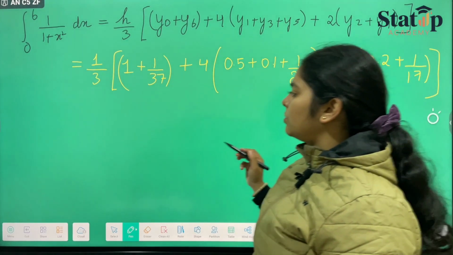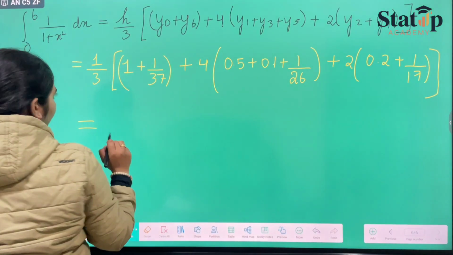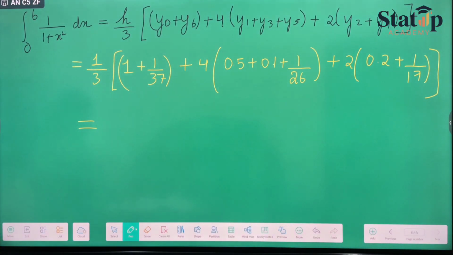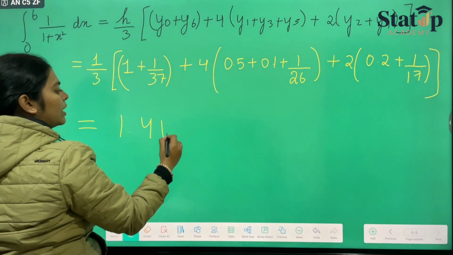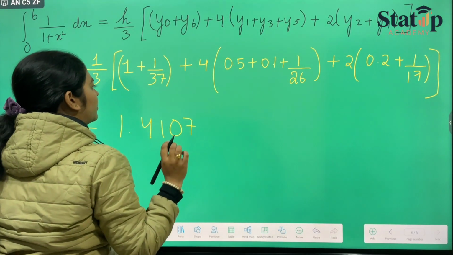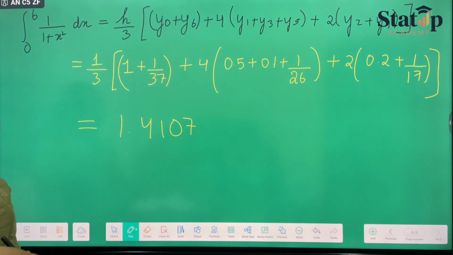If we add and subtract, the final answer we get is 1.4107, something of this kind. So this is your final answer for Simpson's 1/3 rule.